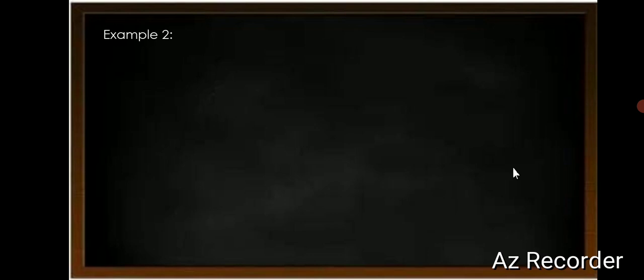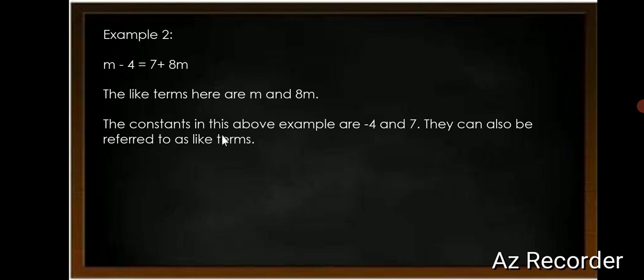Taking a look at another example, we have m minus 4 equals 7 plus 8m. The like terms here are m and 8m. The variable here is m, and the variable on this right hand side is m. They are like terms because they both have the same power, which is an invisible 1 to which m has been raised. The constants in the above example are minus 4 and 7. They can also be referred to as like terms.